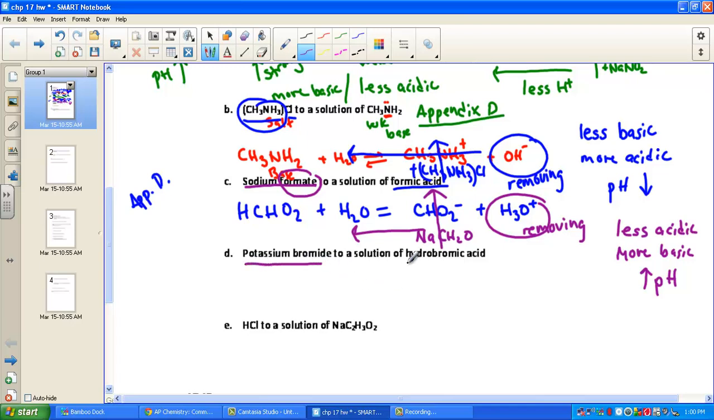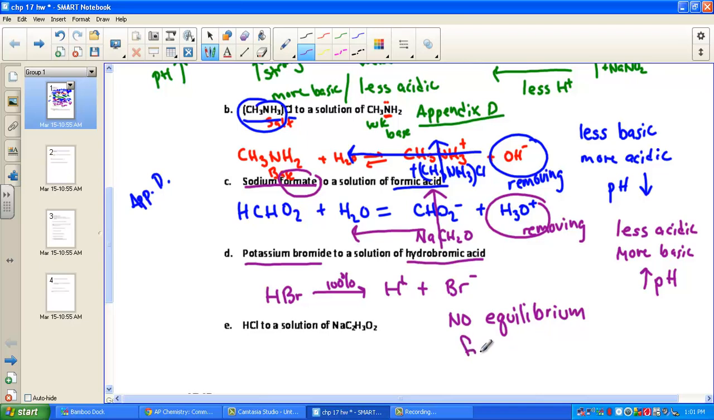Potassium bromide is a salt. Hydrobromic is a weak acid. Hydrobromic is not a weak acid, it's strong. Hydrobromic acid is HBr. So here's the kicker here. 100% dissociation. There is no equilibrium. See, I'm writing myself a note. If there is no equilibrium, it means no double arrow. There is nothing to affect.